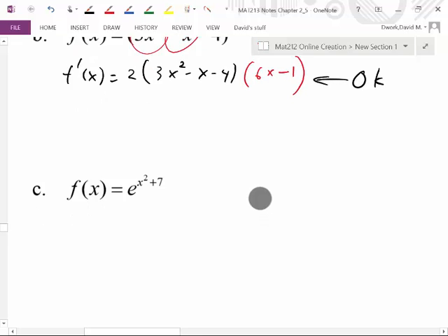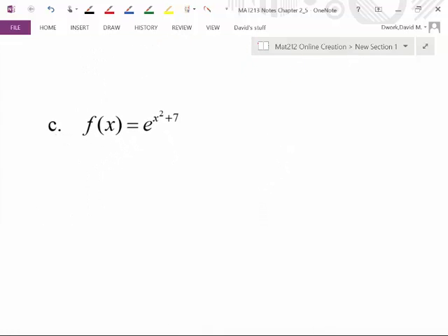Okay? So let's try this one. Here's one that's a little different. So again, we have to look for inside, outside functions. What's in, what's out. So if you think you see it, pause the video. All right, here we go.